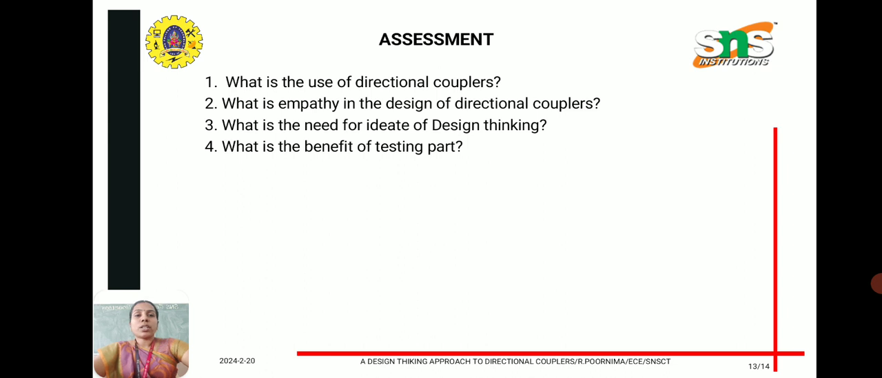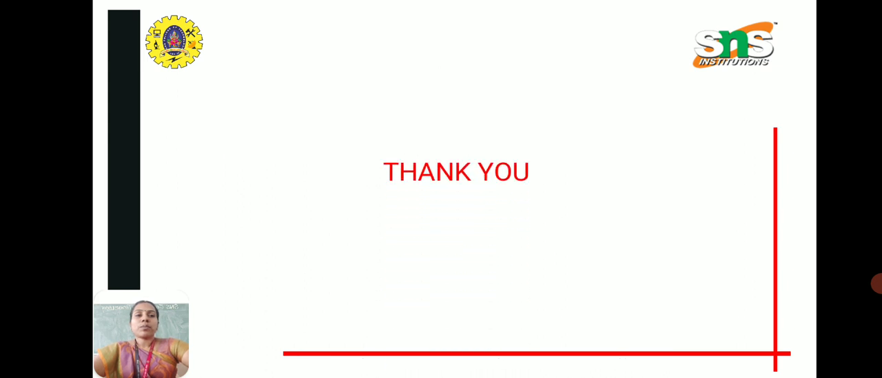And what is the benefit of the testing part? The testing part is used to identify the working of your designed product, which can be modified if any feedback or any defects are identified from the users. Again, we can prototype the required parts, so it will be very useful. At the testing part itself we can detect the working, and if anything needs to be changed, we can change the particular part or the working of the device. Thank you for listening.